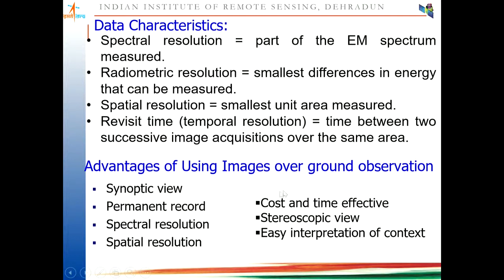Ultimately, the whole process comes out to be more cost and time effective. Also, it gives me a stereoscopic view. Special sensors are deployed to give you overlapping images, and with this I can generate a 3D view and then do 3D analysis, right? Because it gives me a synoptic view, I can easily interpret context as I can see relationships between objects also.